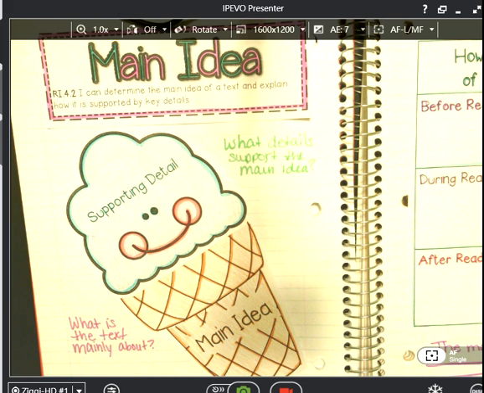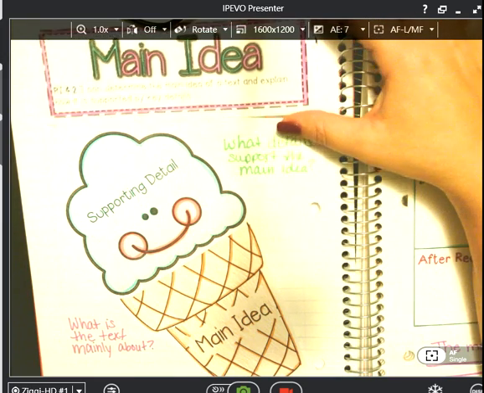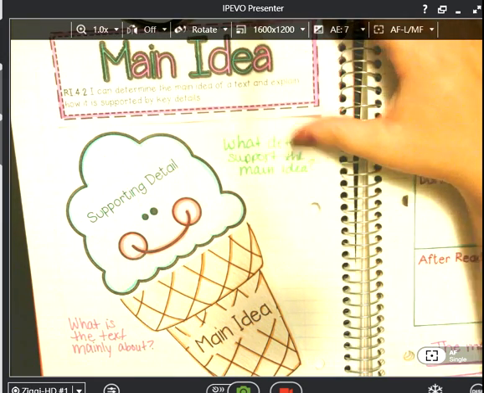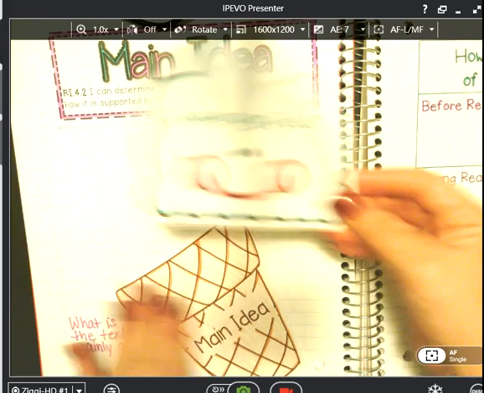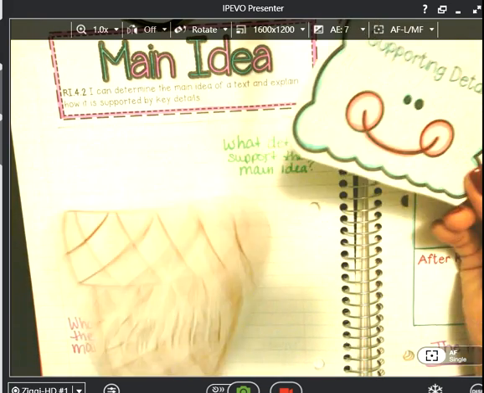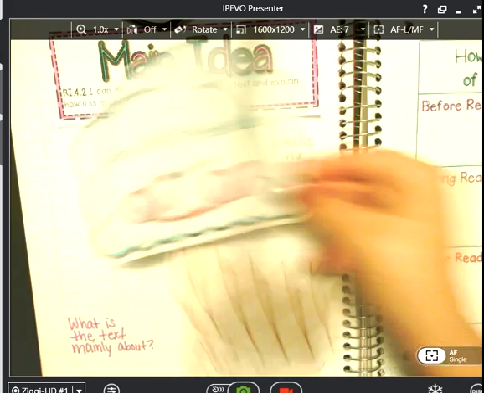Hello, fourth grade. This week we're going to be talking about finding the main idea of a text and explaining how it is supported by key details. Today in class you should have gotten the main idea title page, title block right here, your cute little ice cream cone and ice cream part.